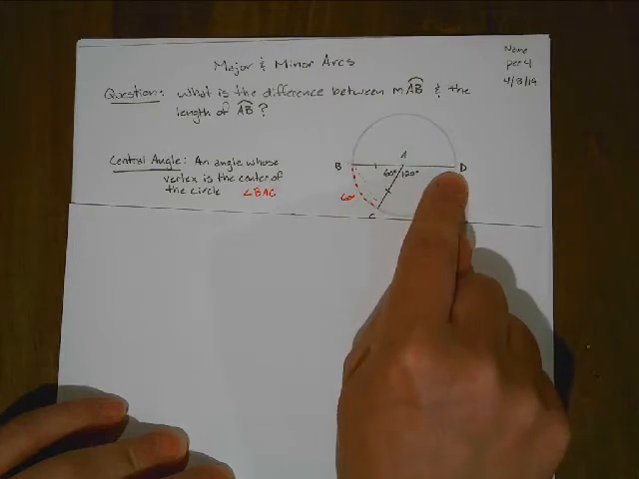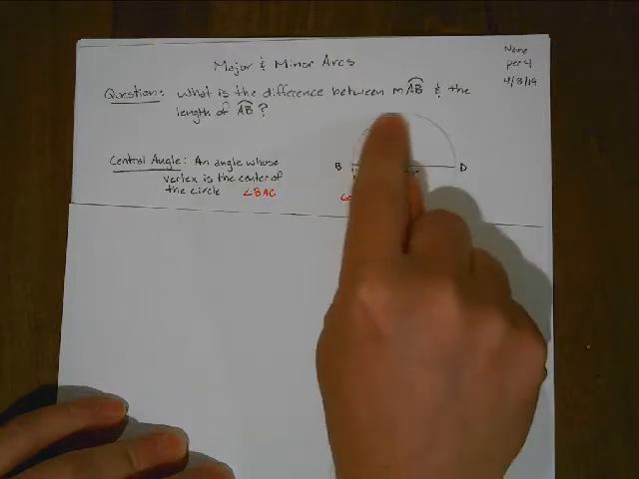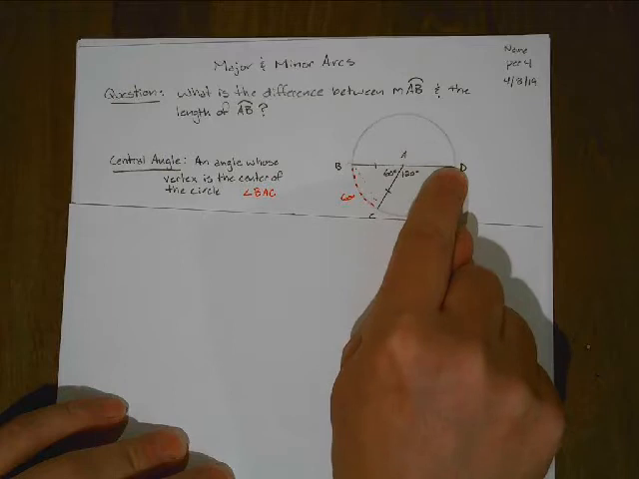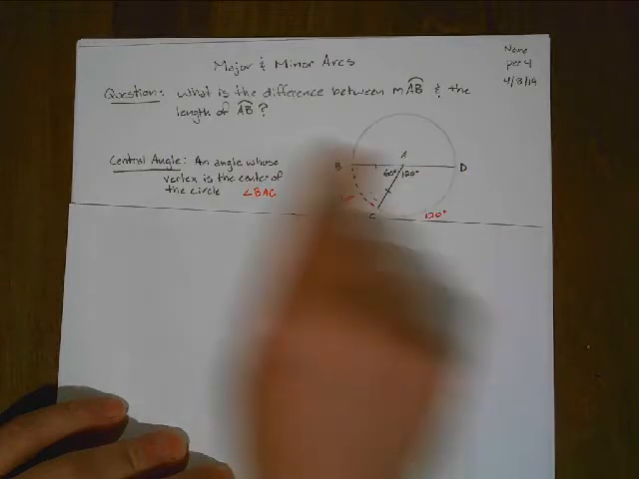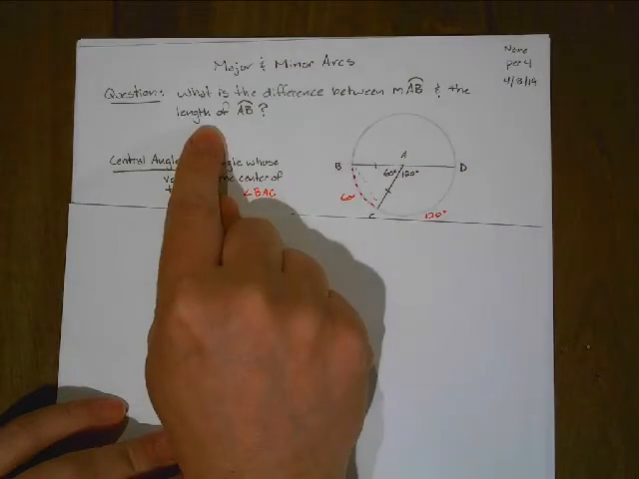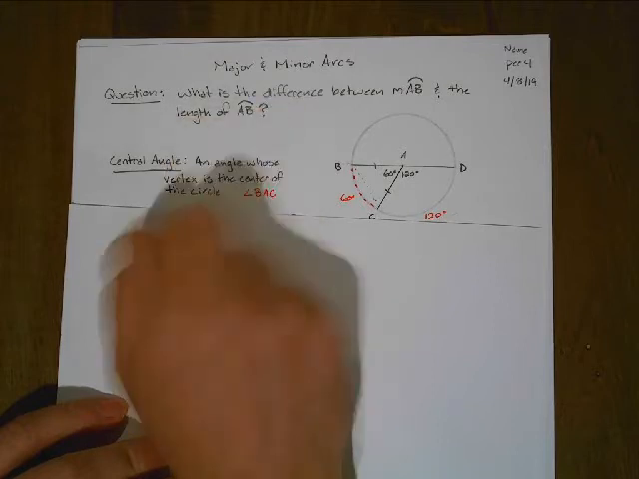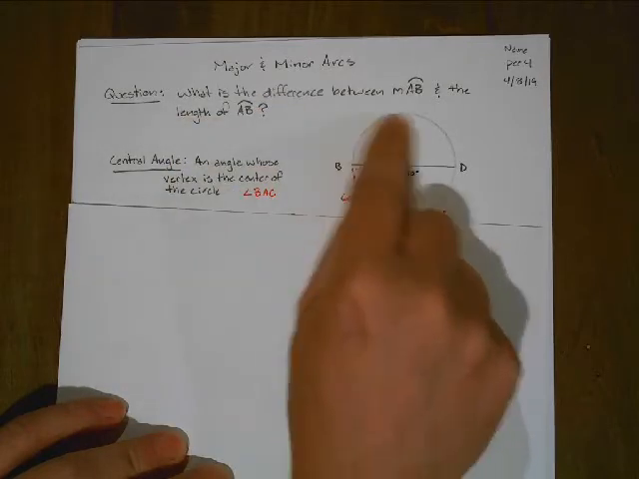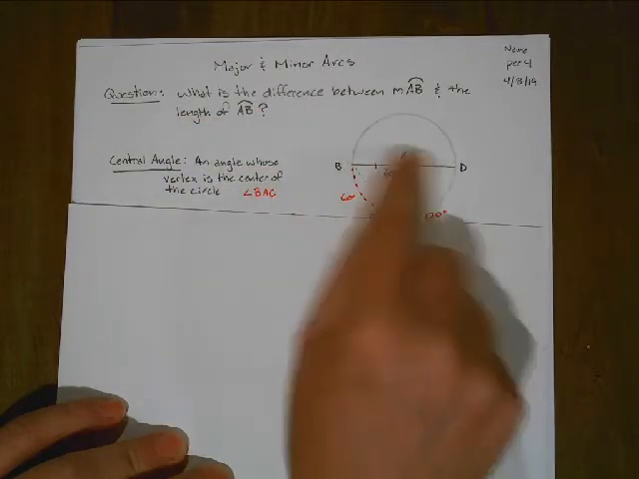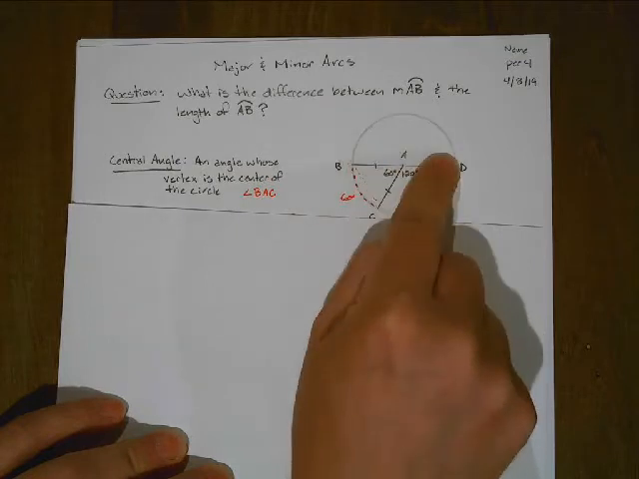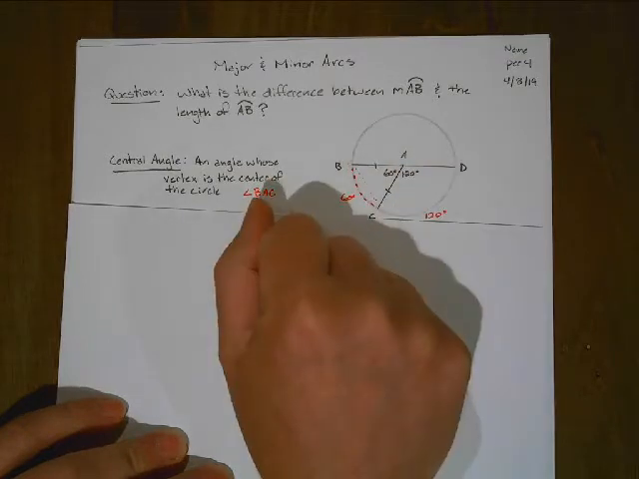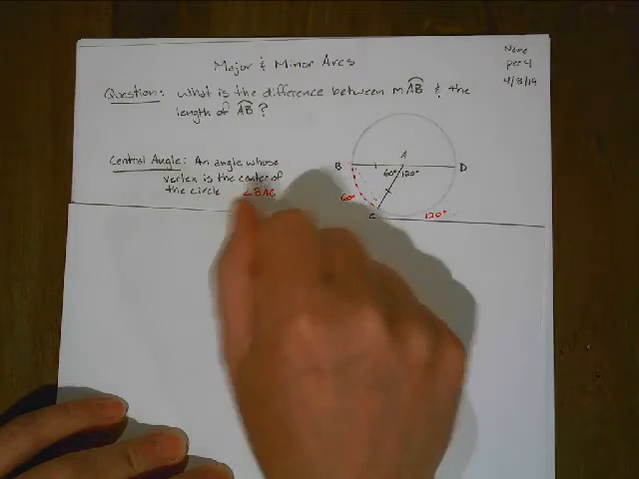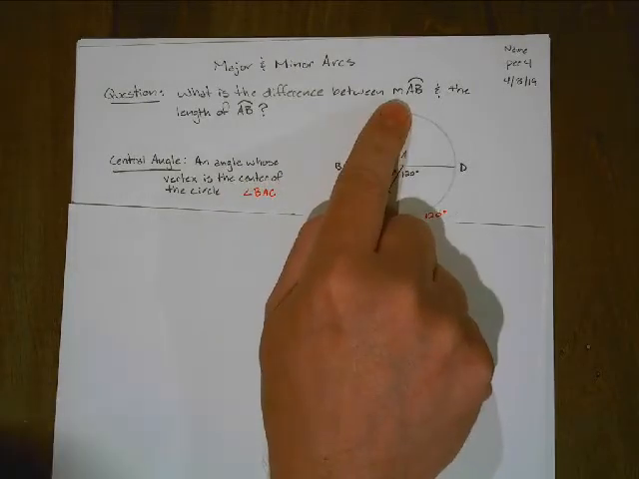The other way that we can look at the arcs is we can actually say, well, how many inches would it take to get from here to here? And that's what we're looking for when we're looking for the length of the arc. So there's two different ways to think of an arc. How many degrees it is out of 360, and what is its actual length if we were to measure with a ruler or something like that. Today, we'll just be mostly looking at the measurement of arc AB, meaning how many degrees it is.